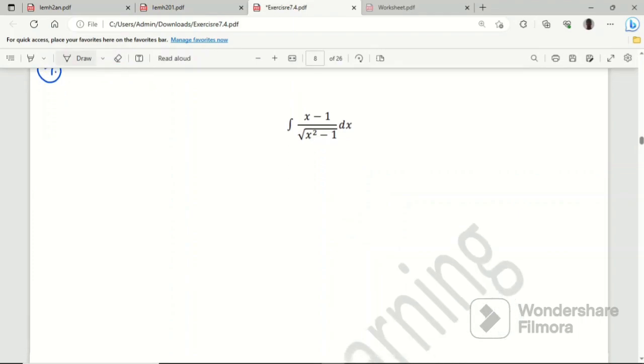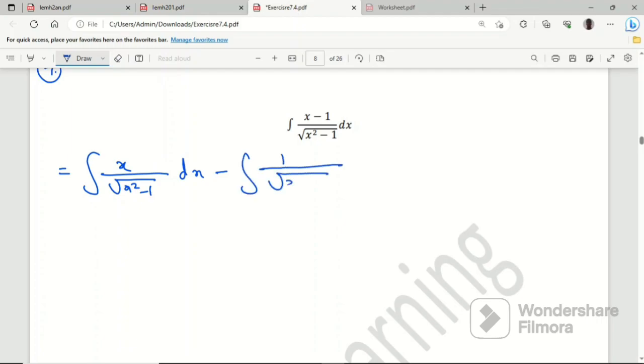But what we can do, we can separate this integration into two parts. See, then it will become quite easier. I can write x upon x square minus 1, dx. Minus, I'm sending outside, so I'll get minus 1 under root x square minus 1 dx. This part you can try by yourself. It is directly based on the formula.